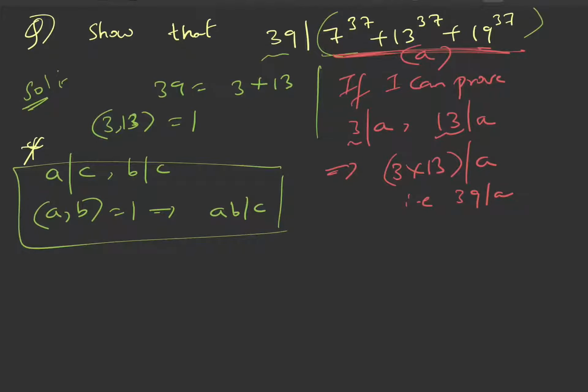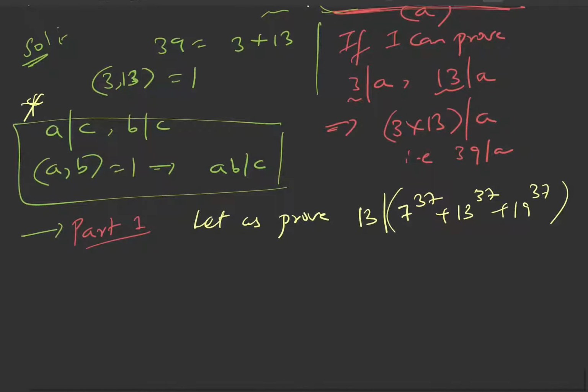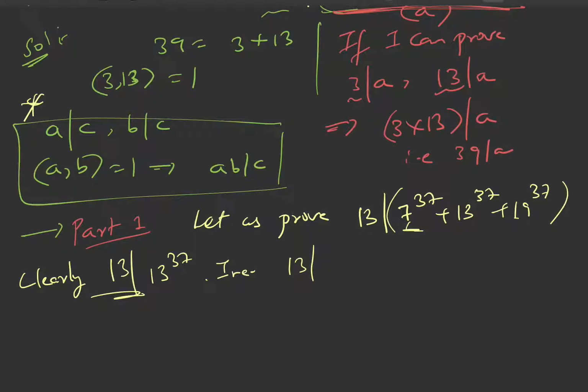Yes, so first let us prove that 13 divides this. Fine. So how can you do that? So first, part 1, let us prove that 13 divides 7^37 + 13^37 + 19^37, right? So clearly 13 divides 13^37, so I need to prove that 13 divides 7^37 + 19^37. This I can clearly say. So I need to prove this one, right?